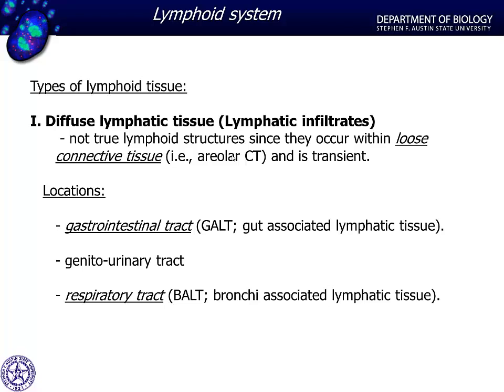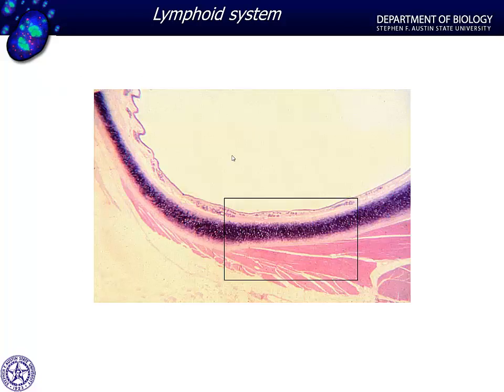Now, if we find this mucosa-associated lymphatic tissue or MALT in our gastrointestinal tract, then we can also refer to it as GALT. This is a more specific term, gut-associated lymphatic tissue. We can have it in our urinary tract, our genital tract, and if it's in our respiratory tract, we can refer to it as bronchi or bronchiolar associated lymphatic tissue or BALT. MALT is more of a general term for the mucosa in any of these areas.